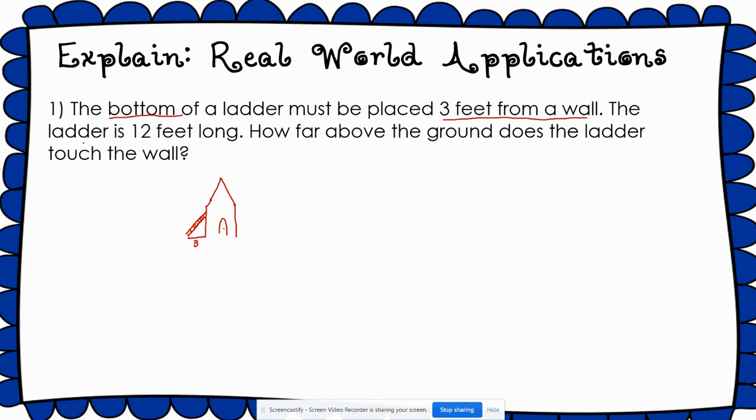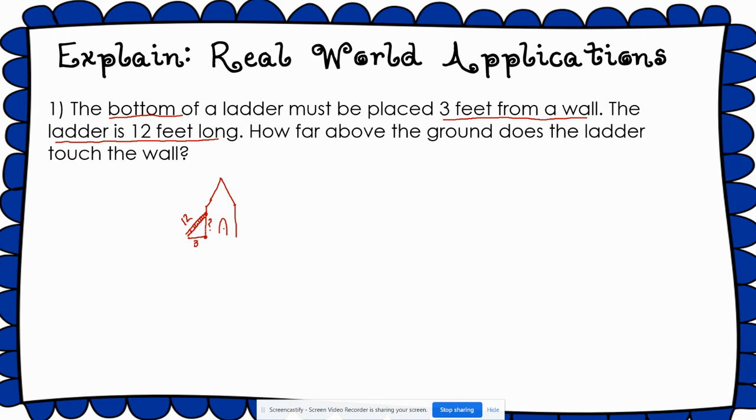Then it says that the ladder is 12 feet long. So that is the length of the ladder, which is this part. The question asks, how far above the ground does the ladder touch the wall? Here's where the ladder touches the wall, and we want to know how far above the ground that is. So we're looking for the distance from here to here.